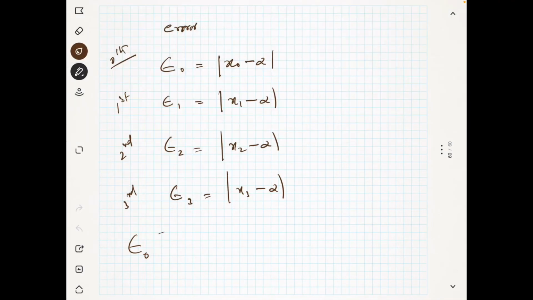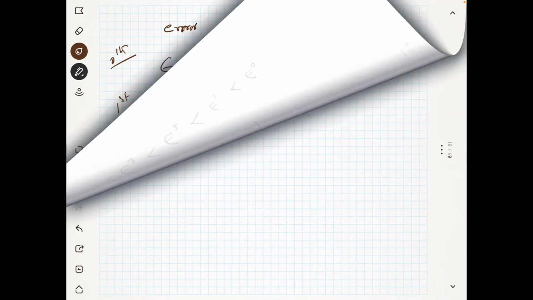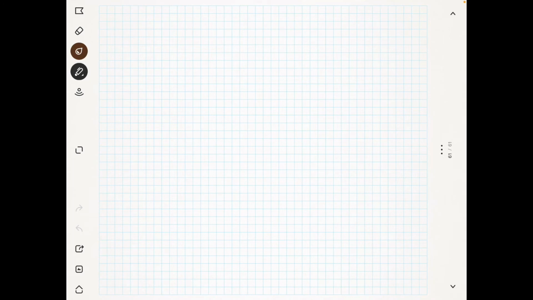So I can say that my epsilon 3 is less than my epsilon 2. It is converging. That means my epsilon 2 is less than epsilon 1, and it is less than epsilon 0. So like this it is going on. This is what happens in the Newton-Raphson method. We will talk about something more about the convergence of this algorithm.